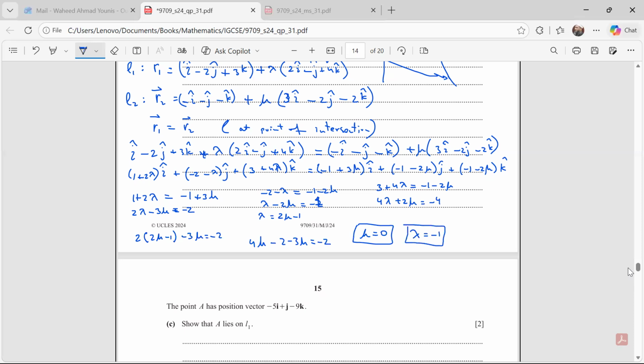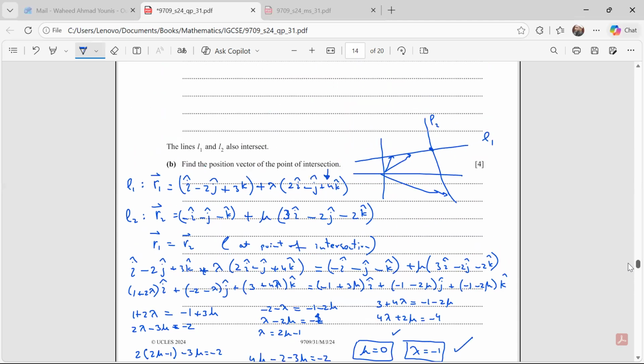Okay, so we have to see that these values of mu and lambda satisfy all three equations. We found these values using the first two equations, so let's check the third equation. If mu is 0 and lambda is minus 1, then minus 4 equals minus 4. It means these values are correct, so for these values both lines intersect each other.